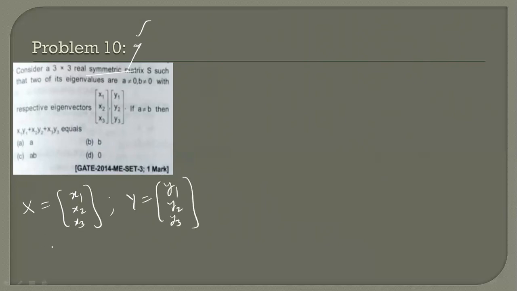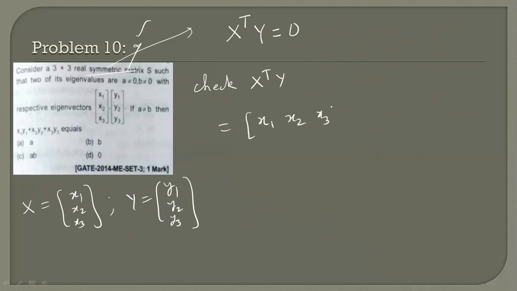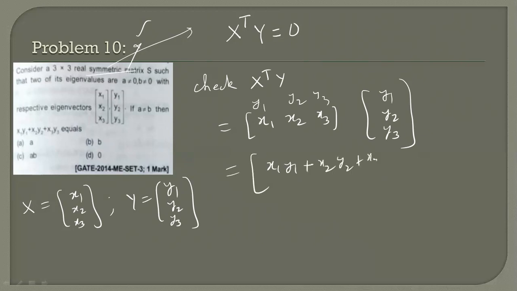Then the product of this, if you see, the matrix is a real symmetric matrix. It means eigenvectors are orthogonal to each other. It means x transpose y is going to be 0. Check x transpose y. What is x transpose y here? It is x1, x2, x3, the transpose, times y1, y2, y3. If you multiply, it will be x1 y1 plus x2 y2 plus x3 y3.